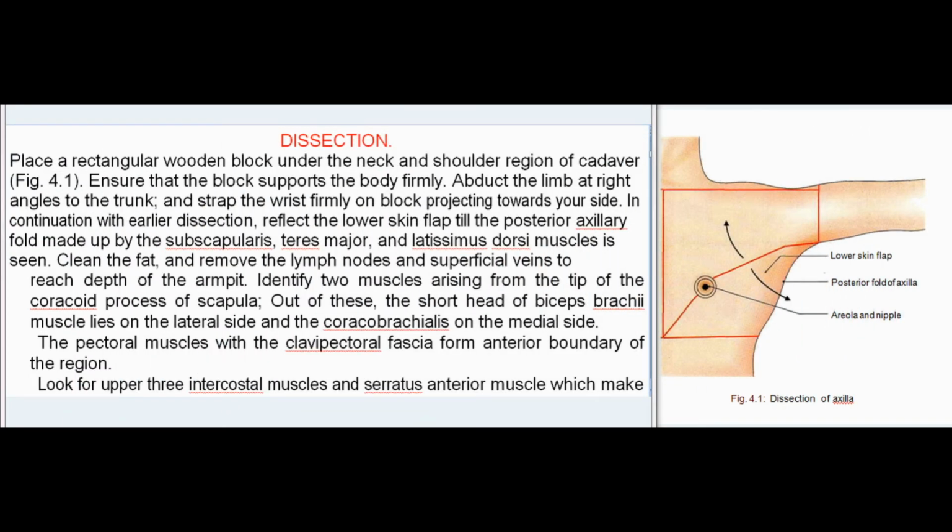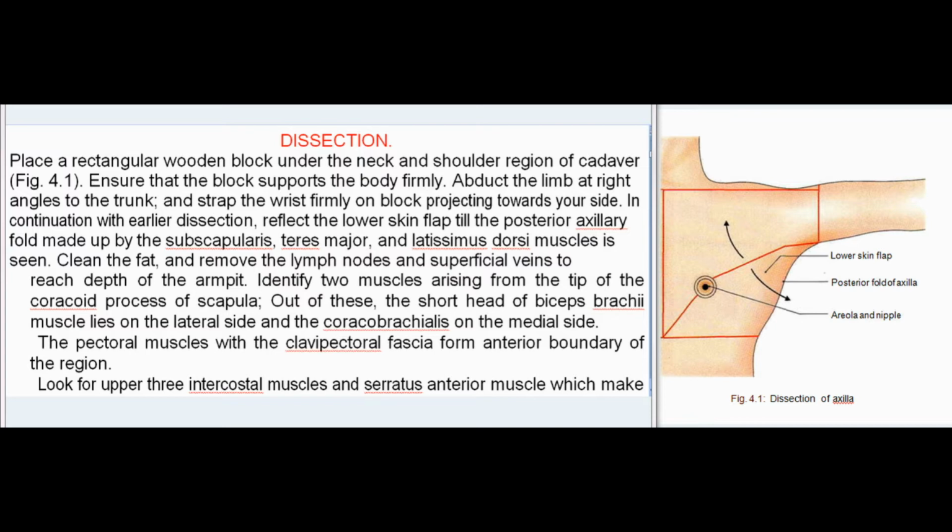Dissection. Place a rectangular wooden block under the neck and shoulder region of the cadaver, Fig 4.1. Ensure that the block supports the body firmly. Abduct the limb at right angles to the trunk, and strap the wrist firmly on the block projecting towards your side. In continuation with earlier dissection, reflect the lower skin flap till the posterior axillary fold, made up by the subscapularis, teres major and latissimus dorsi muscles, is seen. Clean the fat, and remove the lymph nodes and superficial veins to reach the depth of the armpit.